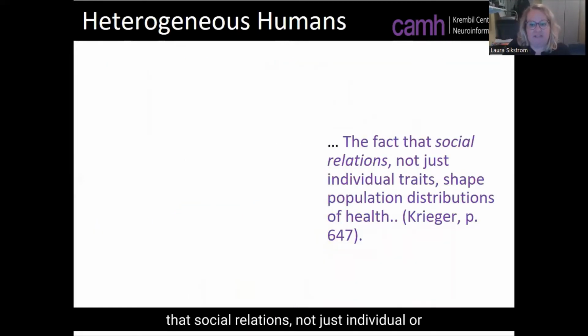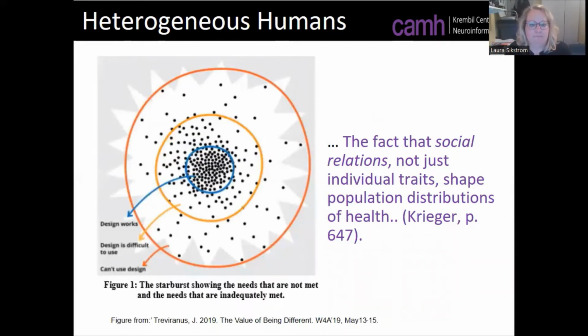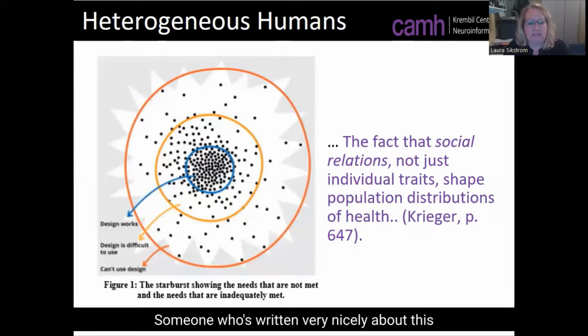And the point is that social relations, not just individual or intrinsic traits, shape population distributions of health. We now sometimes think of this, or can think of this, as the social determinants of health. But there are lots of ways we can think about heterogeneity among humans, both across space and time, and within and between groups. Someone who's written very nicely about this in relation to machine learning and disability studies and design.